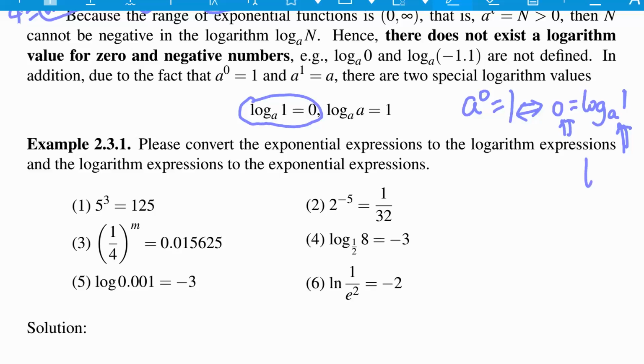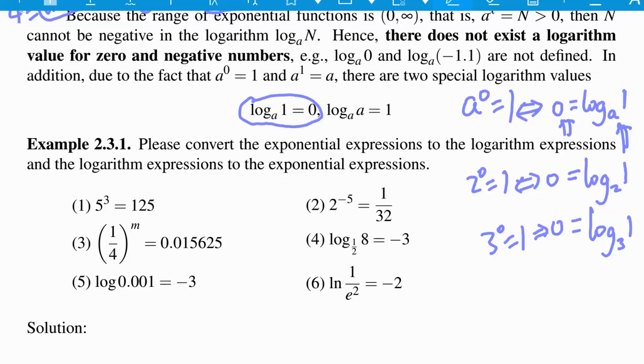Two special values. For example, log base 2 of 1 is 0. Log base 3 of 1 is also 0. The reason is 2 to the 0 is 1, and 3 to the 0 is also 1. Okay, that's one thing. Another thing is about this expression.